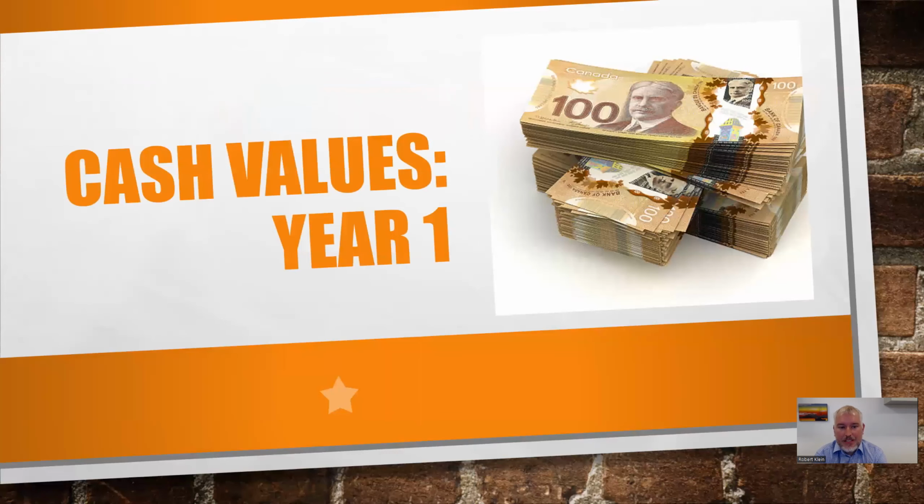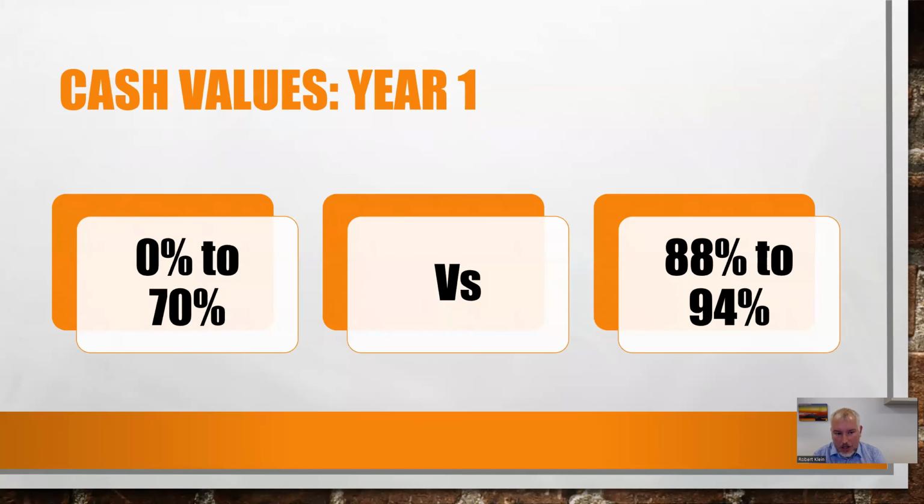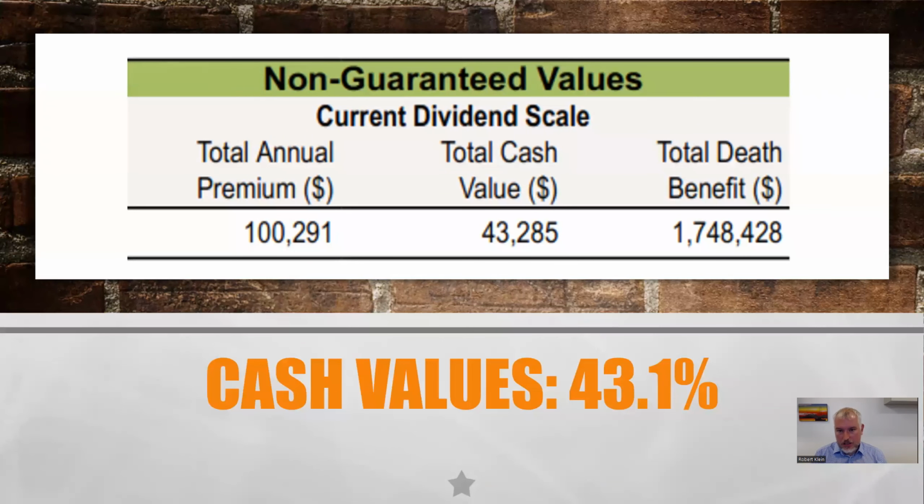First thing we're going to look at is cash values in year one. A non-optimized contract, what you're looking for is the cash value is going to be anywhere from 0% to 70% of the original amount of money you put into that contract. Versus an optimized contract, you're looking anywhere from 88% to 94% of the original money that you put into that contract. So here's an example, $100,000 a year going in, total cash value in year one is $43,000, and the death benefit is like $1.7 million. So the cash value in year one is 43.1% of the original premium.